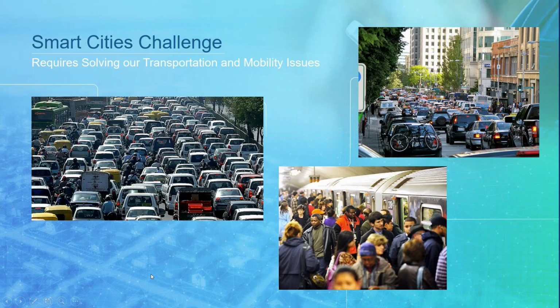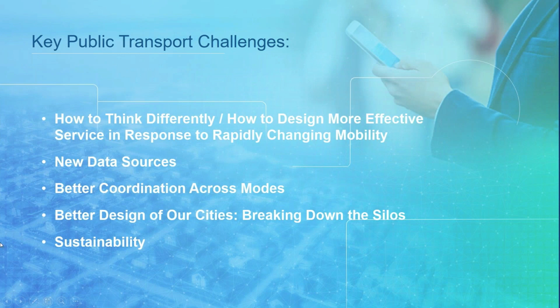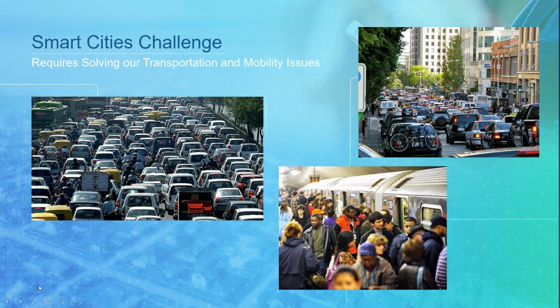So let me start by stating that solving our mobility issues is probably the central challenge for most cities around the world. And rapidly increasing levels of congestion, which limit accessibility and which contribute to our air quality issues and generally degrade the overall quality of life in our cities. And ultimately, this is not sustainable for the future. So I think it becomes a given that you cannot be a smart city without solving your mobility issues. And I think that is true worldwide and remains one of our greatest challenges.